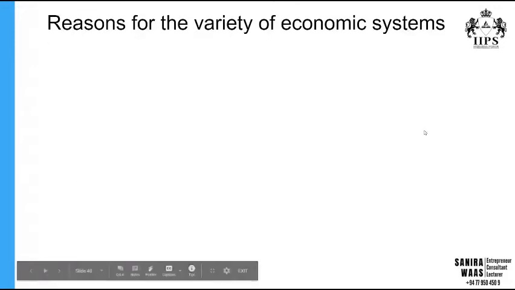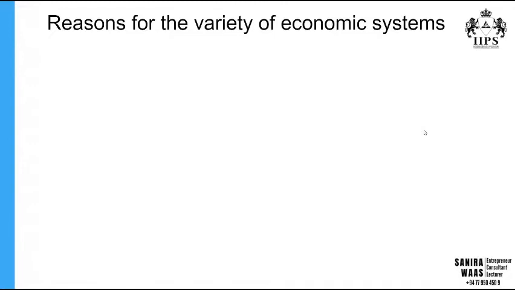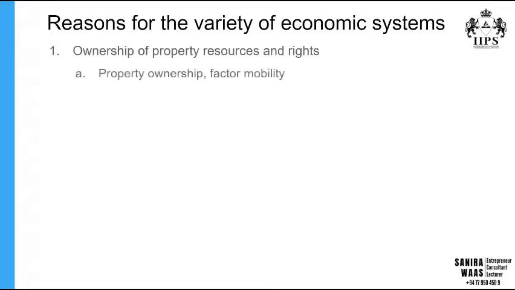Now let's see what the reasons are for the variety of economic systems. We know there are different types of economic systems, and now we're going to discuss the reasons which cause this variety. Basically there are three main reasons which cause the variety and differentiation among economic systems. The first one is the ownership of property, resources and rights.